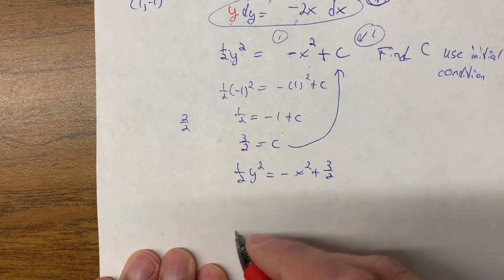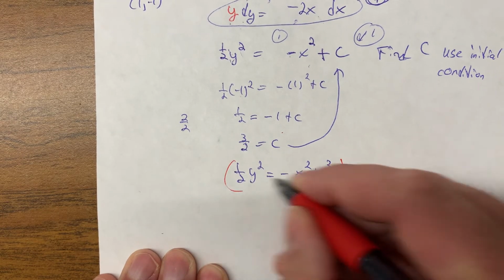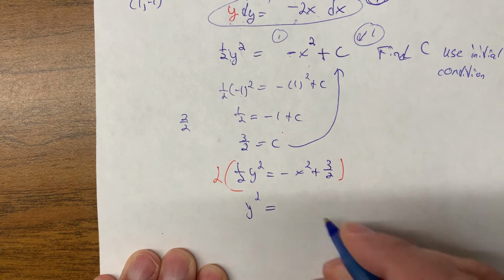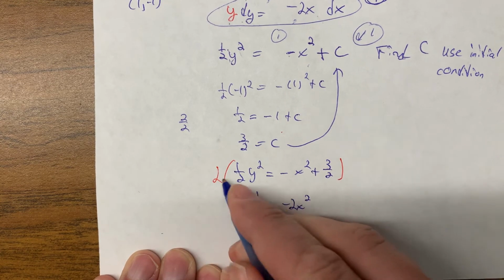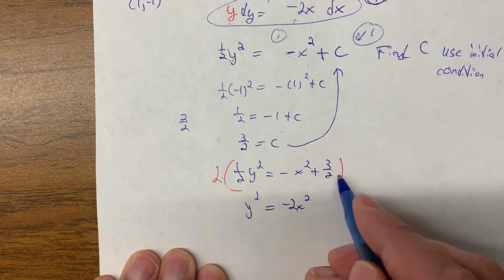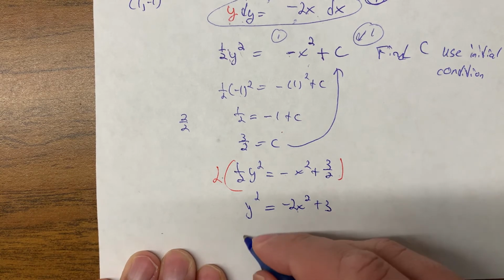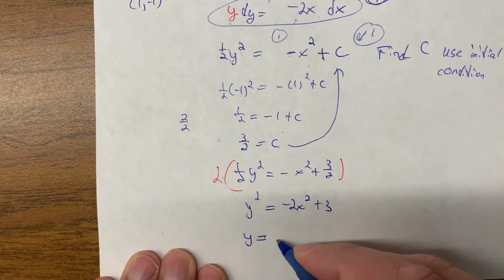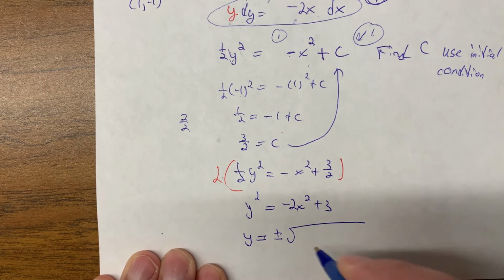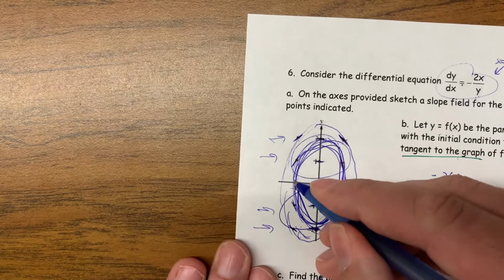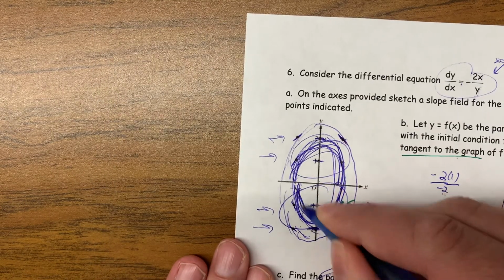We need to multiply by 2. And so we're going to get y squared equals negative 2x squared. This is a binomial, so it'll multiply here, and it'll multiply here. Multiplying by 2 and dividing by 2 will cancel out. And so we get y equals, remember to take the square root, we always do plus or minus the square root of negative 2x squared plus 3, because we could either be on the top half of this semicircle or the bottom half of this semicircle.